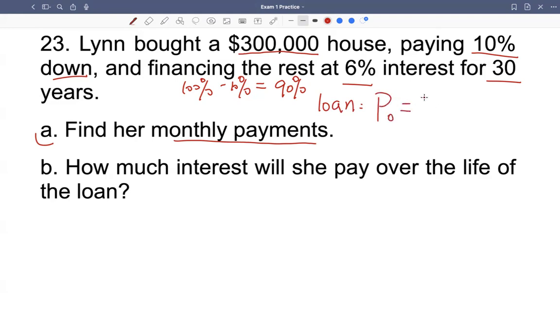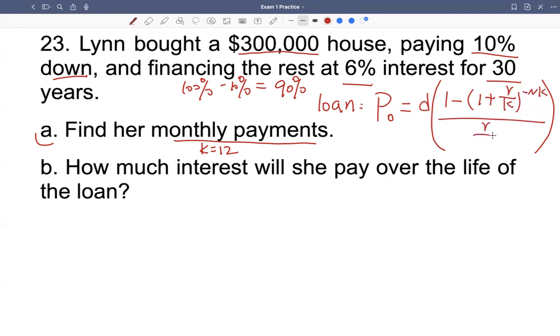It's a loan payments formula. If it's monthly, that means K equals 12 in the formula. Well, let's write down the formula first. So D equals P naught times 1 minus (1 plus R divided by K) raised to negative NK, then all over R divided by K.